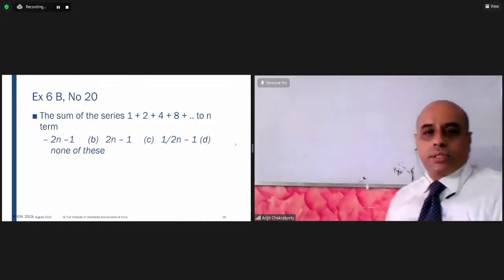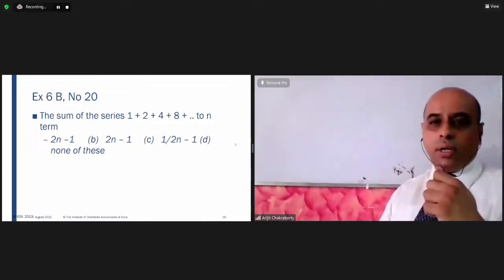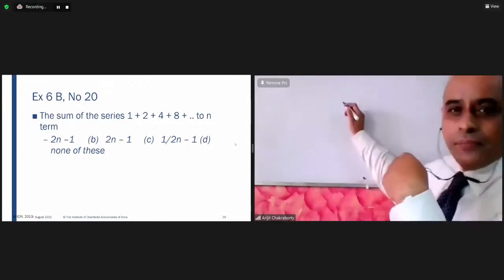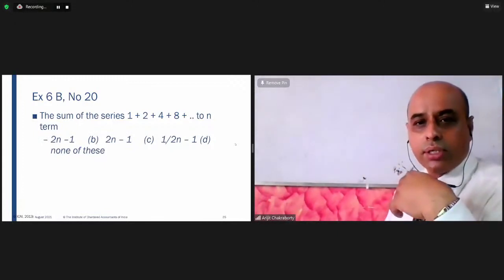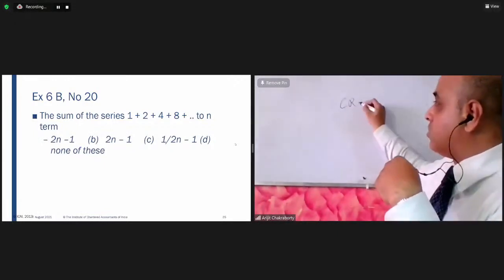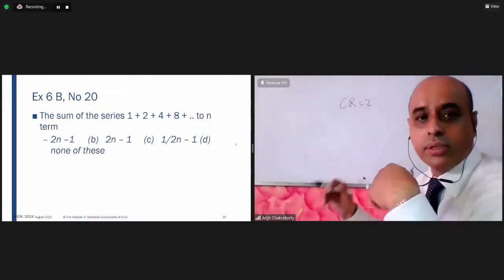The sum of the series 1 plus 2 plus 4 plus 8 up to nth term. Okay, so number 20. So 1 plus 2 plus 4 plus 8. You can see this is a GP with a common ratio of 2. So CR equal to 2. So we have to find the sum till the nth term.